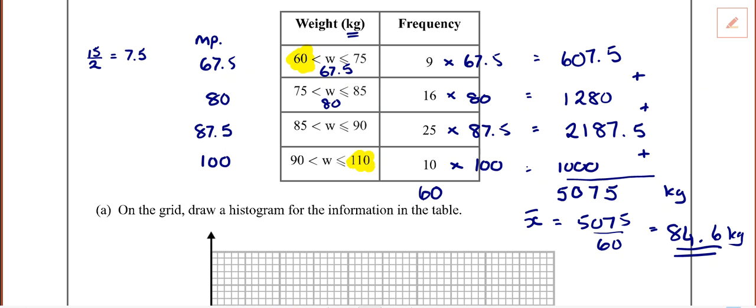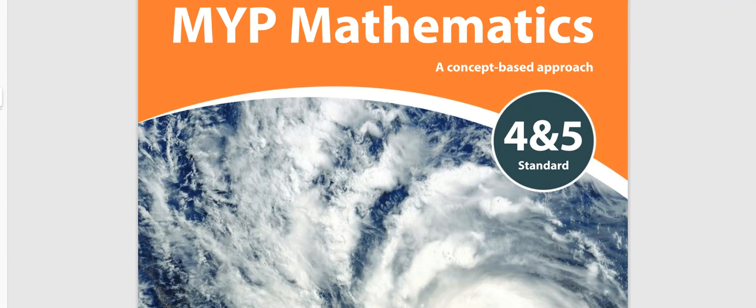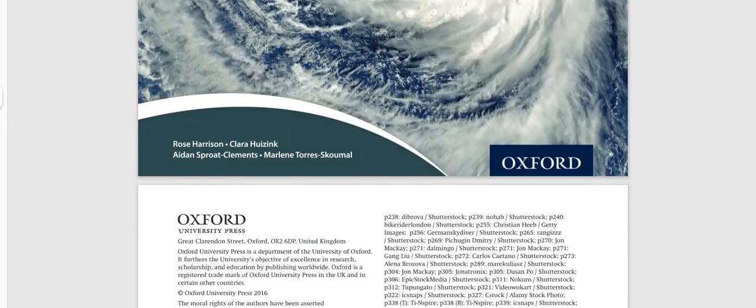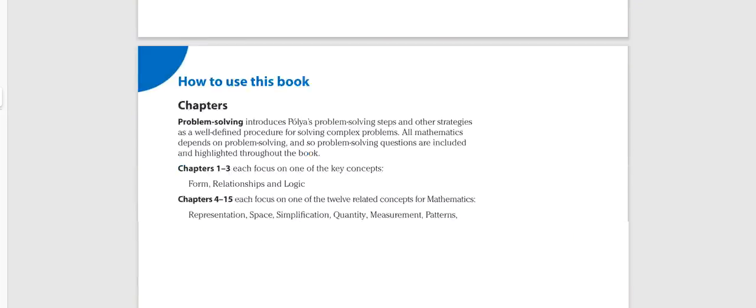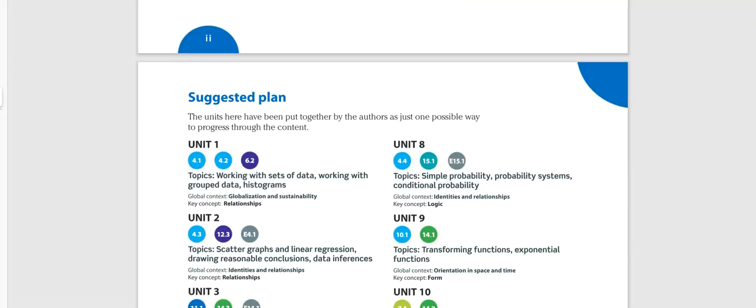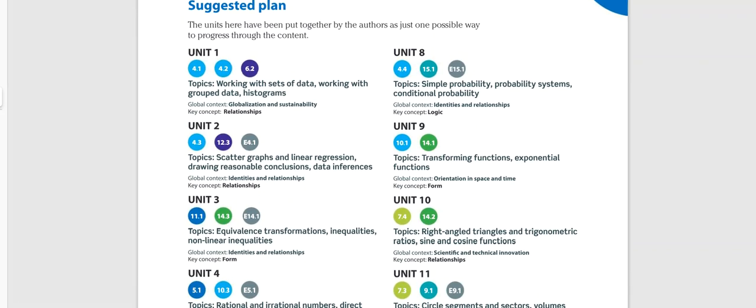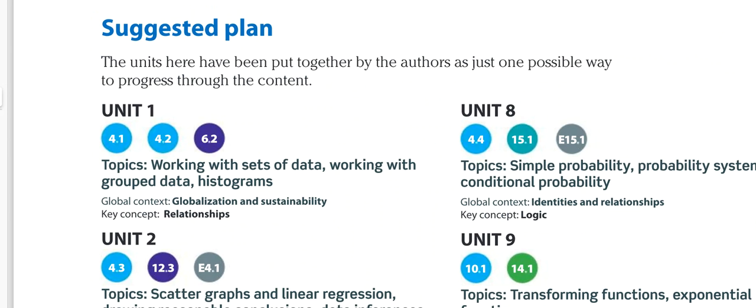In terms of your assessment, guys, the question was, what's the best way to review? Well, the best way to review is to use the textbook that I take all the questions from. All right? You are doing Unit 1. Okay. Unit 1 here. We've done 4.1, 4.2, and 6.2.